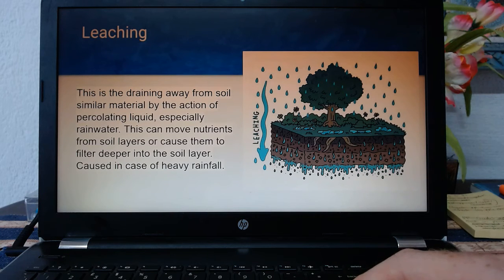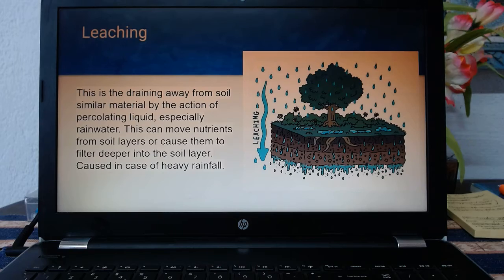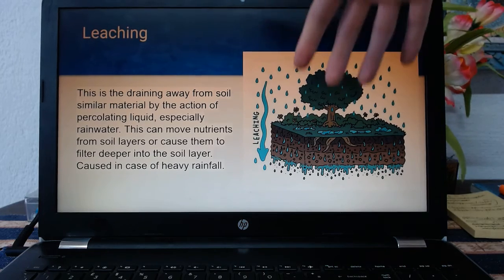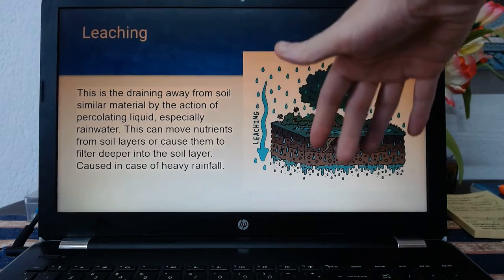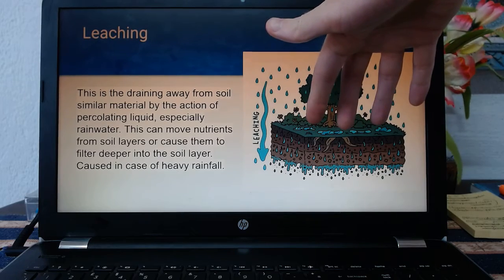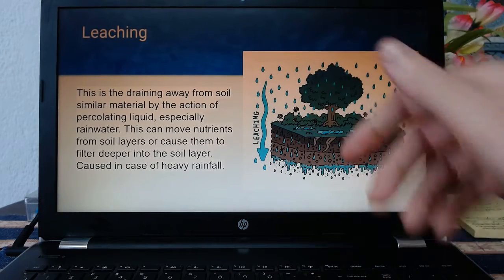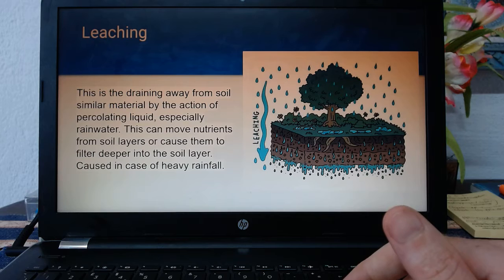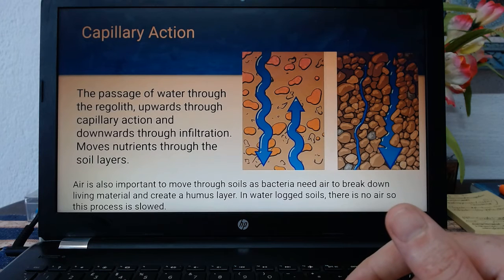This is the draining away from soil similar material by the action of percolating liquid, especially rainwater. This can move nutrients from soil layers or cause them to filter deeper into the soil. Alright, so what leaching is especially after heavy rainfall, that water will move down. It'll take nutrients and materials from the top and they can start to flow down into the soil layer. That can increase the soil layer and also change its composition, change what it's made from, because it brings these nutrients down.